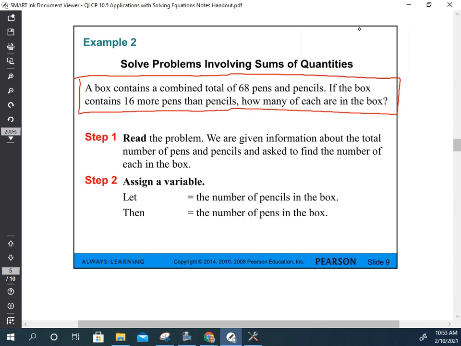A box contains a combined total of 68 pens and pencils. If the box contains 16 more pens than pencils, how many of each are in the box? We need to know how many pens, how many pencils. So we read the problem. We know what we have to get.